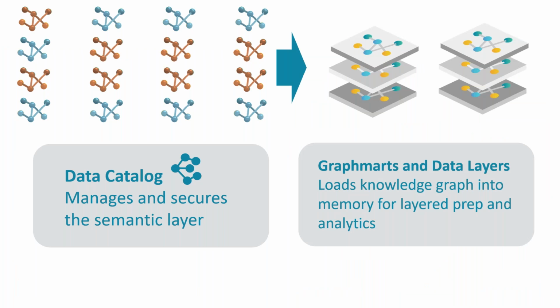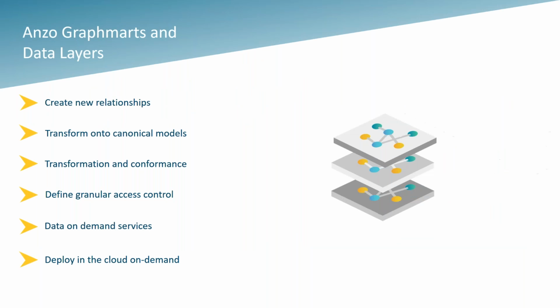Once the things are cataloged, though, we've loaded that data into scalable storage, but now we want to make use of the data. We want to massage it, transform it, link these different sources together, and make that data available for analytics. And that's where our in-memory computing capability comes into play, and that's using a feature we call graph marts based on data layers. So let's look at that in a little bit more detail.